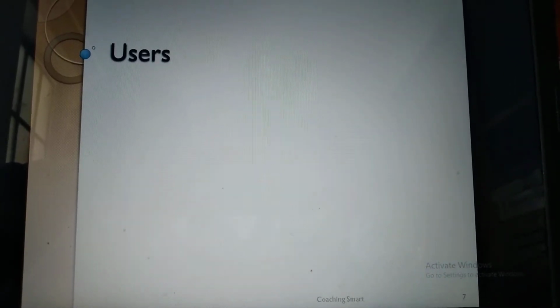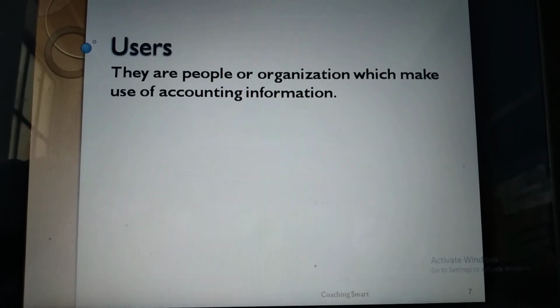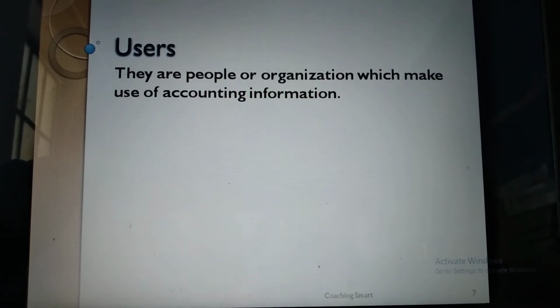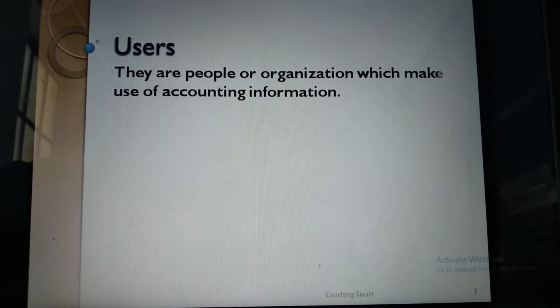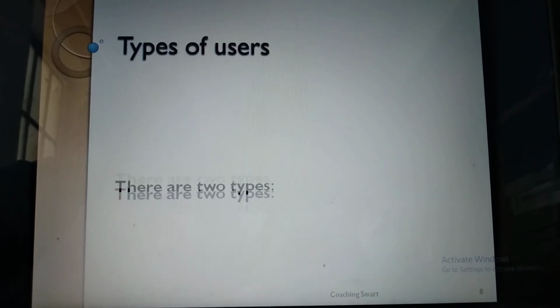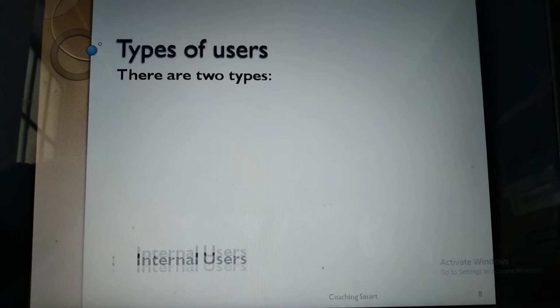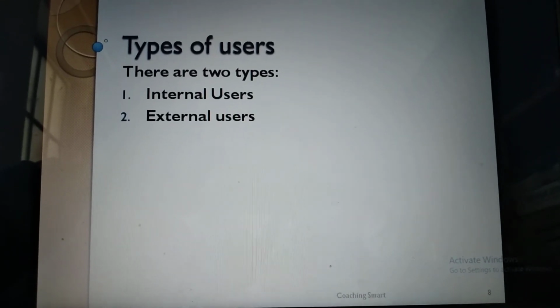Now, can we look at the users of accounts? Who is a user of accounts? They are people or organizations which make use of accounting information. There are 2 types of users of accounts: 1, internal user, and 2, external user.